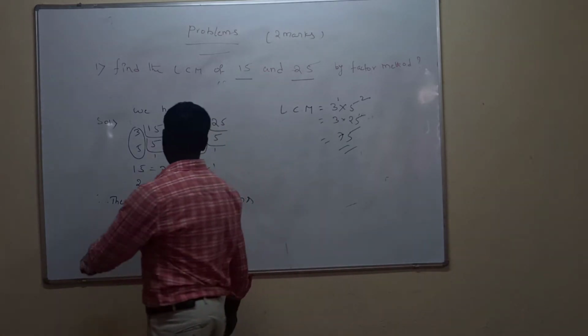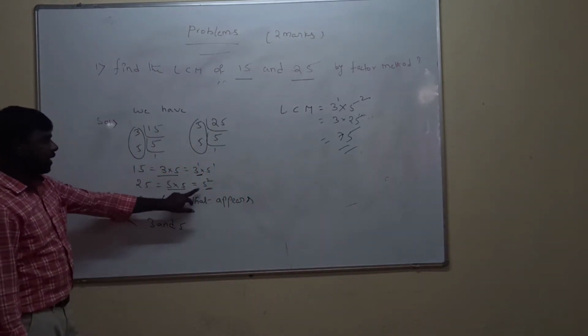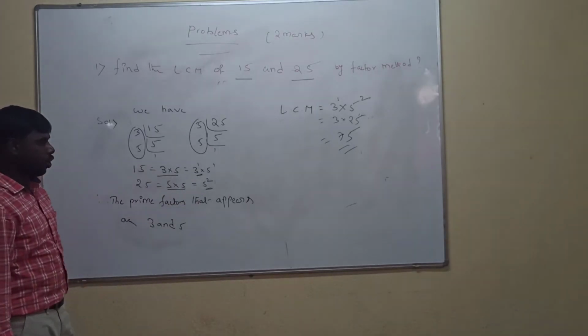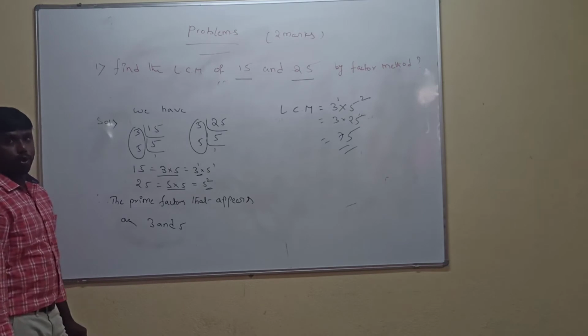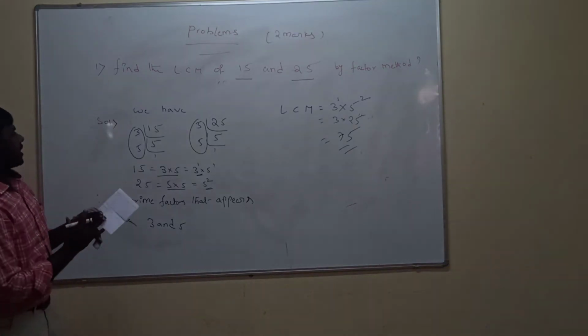You understood? Each number you divide separately. After that, for each number you write the product of the prime factors. Then 3 and 5 appear, so only 2 numbers. Then the LCM is equal to the product of the highest power of all the factors. Everyone understood? It is clear. Next, the third question.